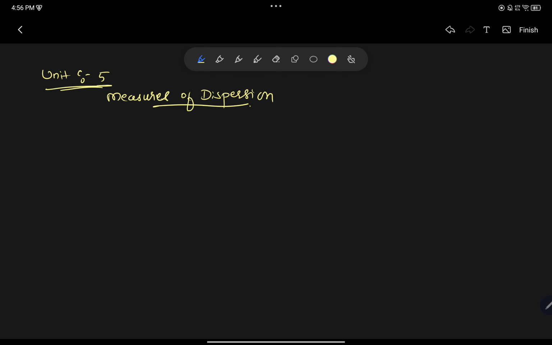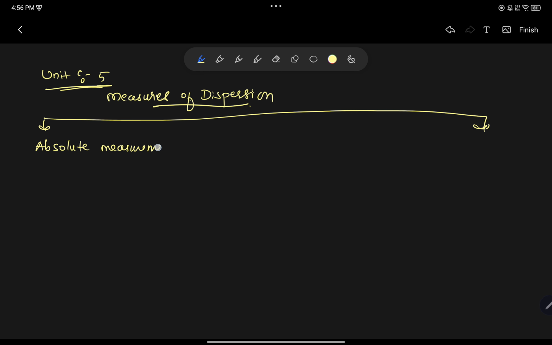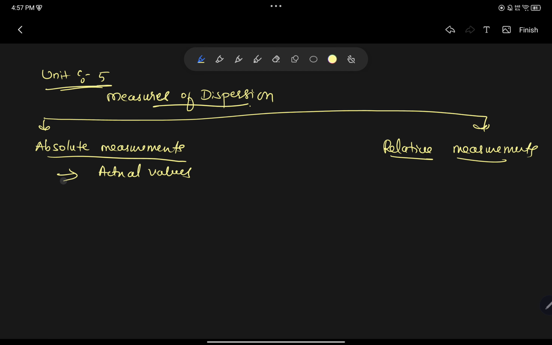When we are calculating the measures of dispersion, there are various techniques that are classified as absolute measurements. The other one is relative measurements. First, we need to understand the meaning of absolute and relative measurements. Absolute measurement means actual values, whereas relative measurement means comparative values.